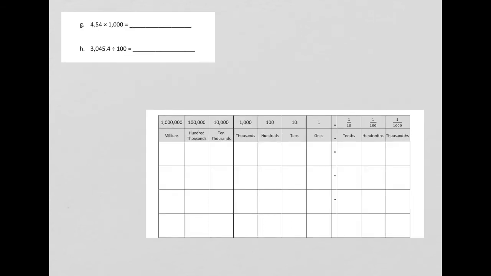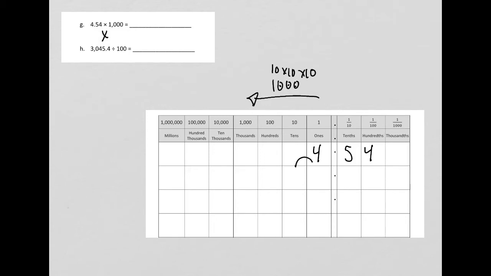Okay, 2 more. Now we have decimal numbers, but we follow the same pattern. 4.54. We're going to write that on our place value chart, 4.54, or 4 and 54 hundredths. And we are timesing, so that means we're going to move to the left. And we're timesing by 1,000. Well, 1,000 is really 10 times 10 times 10, because I have 1, 2, 3 zeros. And if I'm doing 10 times 10 times 10, that means it's 3 columns.